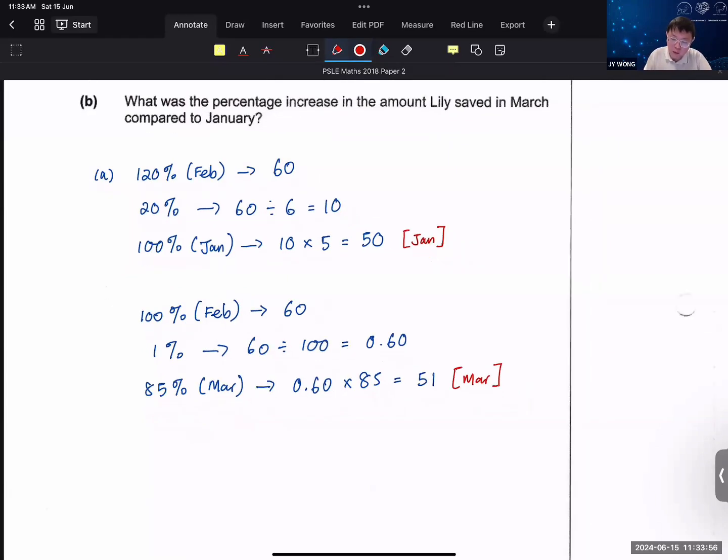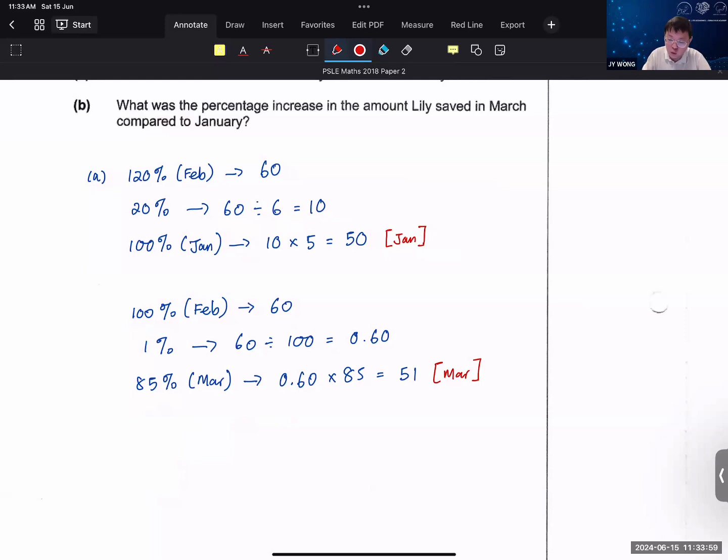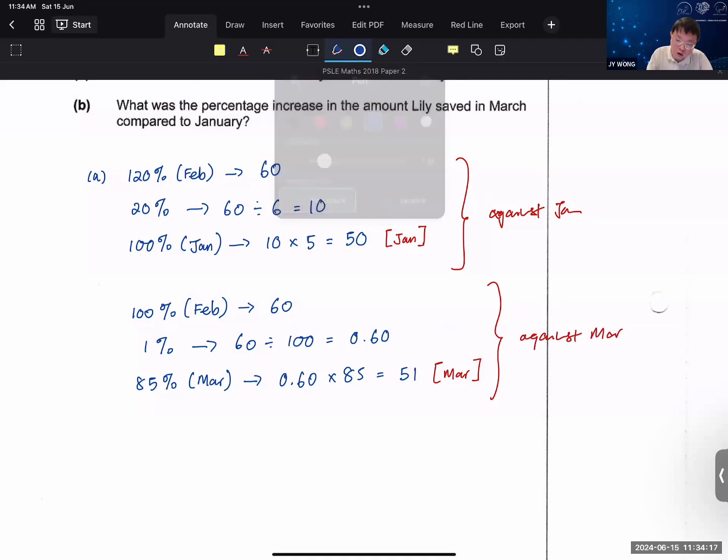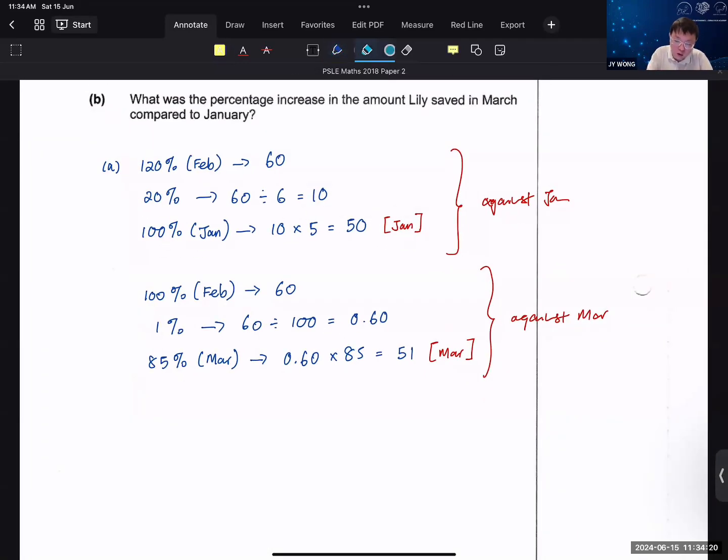So you see that when you're comparing against different things, even though in both cases we are comparing against February, it seems like February is a repeated identity, but when you do it in percentage wise, be very, very careful. They are different percentages. This is against January, while this is against March. They are different. Okay, in both cases, we are using February, but you notice that the percentages for what February represents is different. Okay, so from here, you can now find your total, which is January plus February plus March to give me $161.